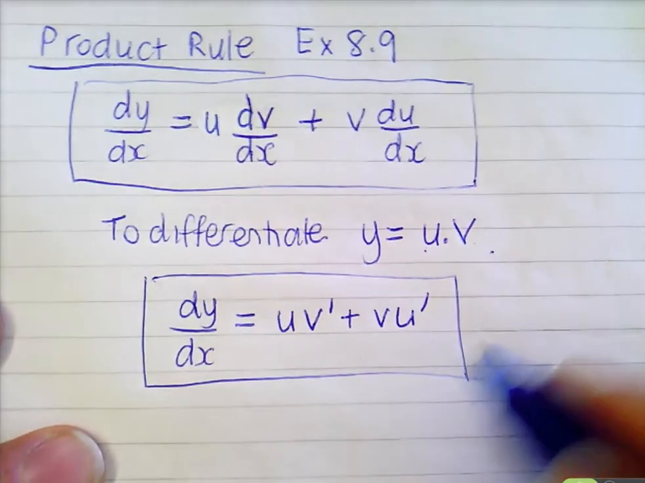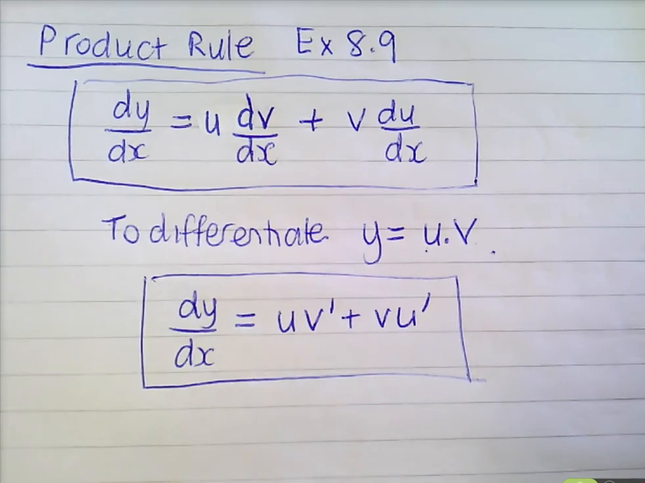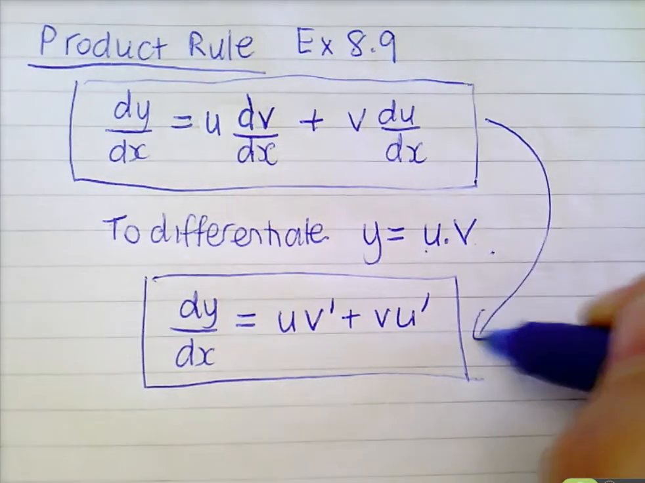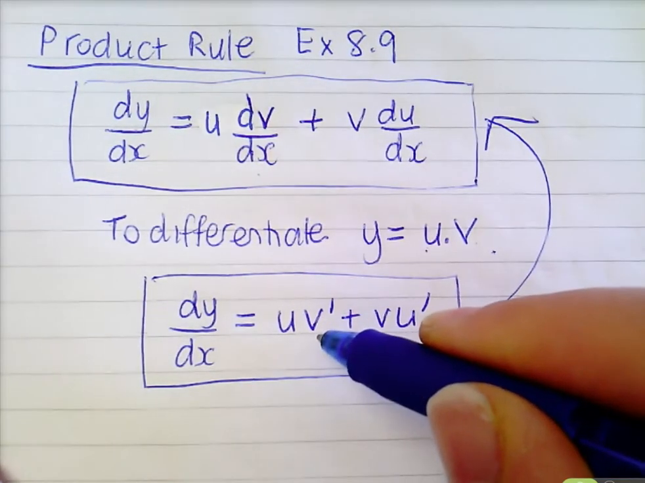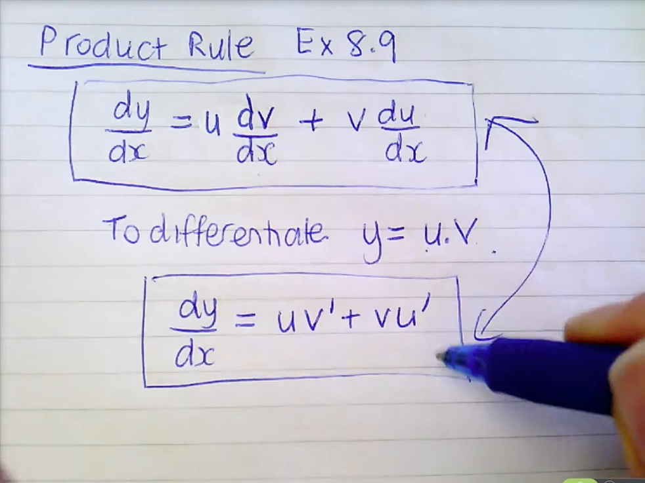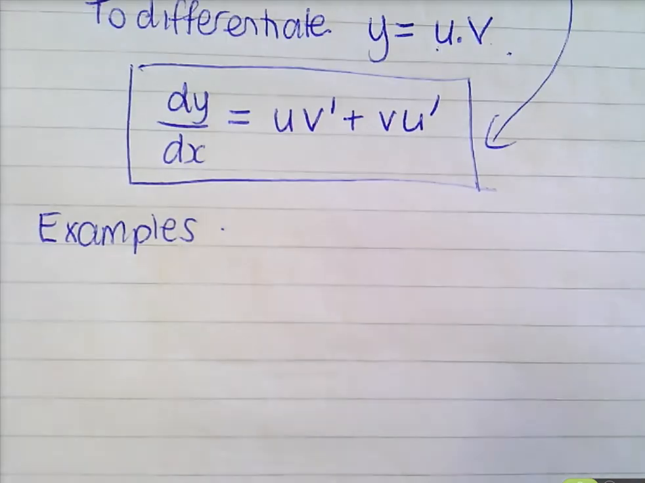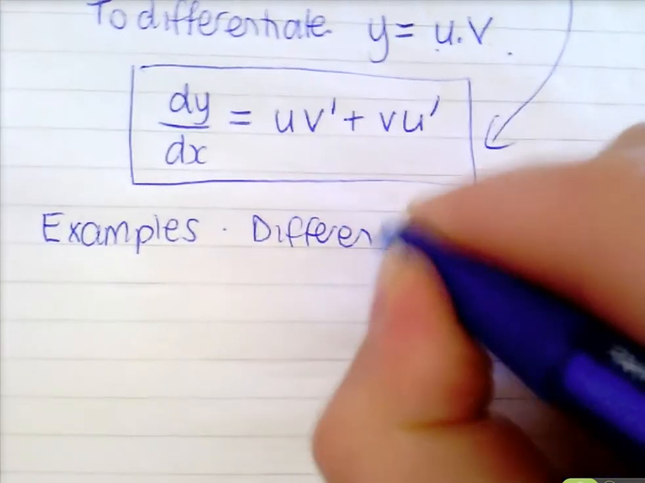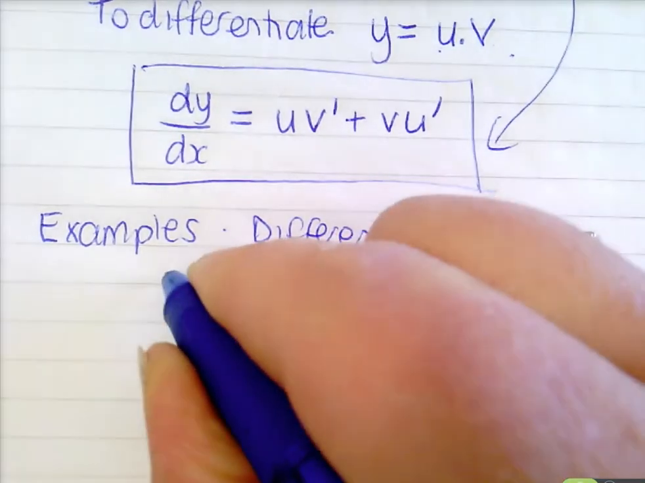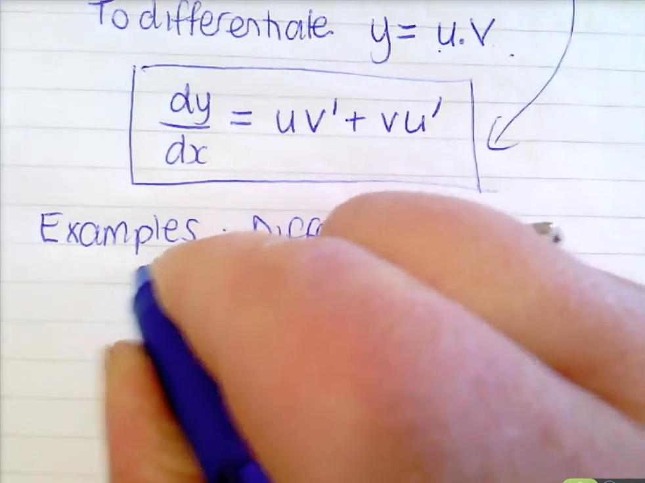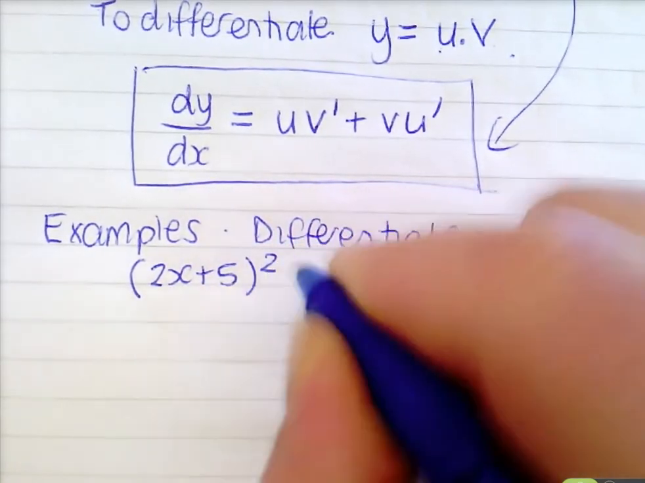To differentiate something like y equals u times v, do you know why that and that are the same? Because dv dx can be written in shorthand as v dash, and du dx can be written as shorthand u dash. Let's say to you, differentiate this. Now, if I was going to differentiate this function here, I wouldn't use the product rule, but I'm going to do it for a really simple function first. Actually, no, I won't. I'll ask you to differentiate this.